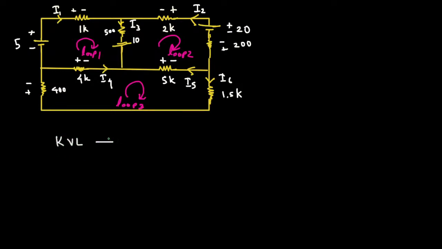KVL for loop number 1. KVL says the addition of all the voltages in a loop is equal to 0. So if you look at this one here, it is 5. If you are taking clockwise, we have to see what path it goes through, minus to plus. Minus to plus is positive.